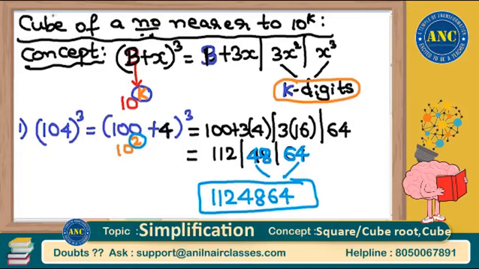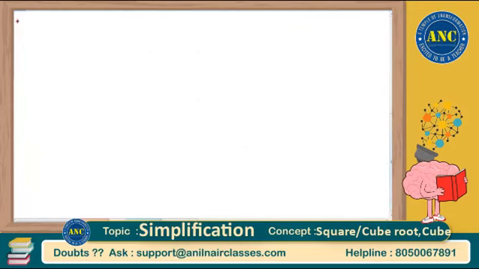Very easily, within one step or two steps you will get the answer. I believe the first problem is very clear. 104 whole cube is 1124864. Let us keep taking multiple questions, sir.